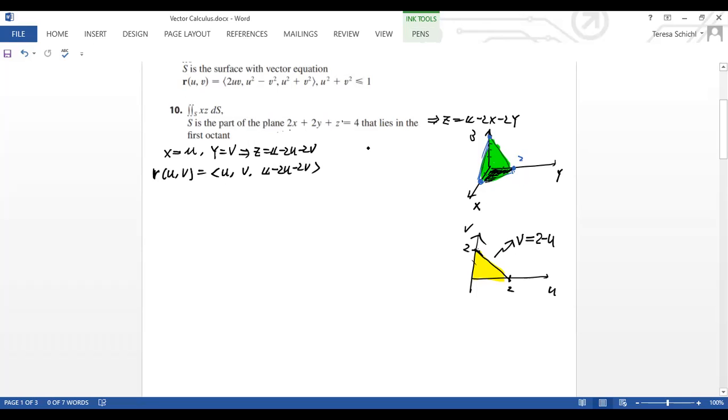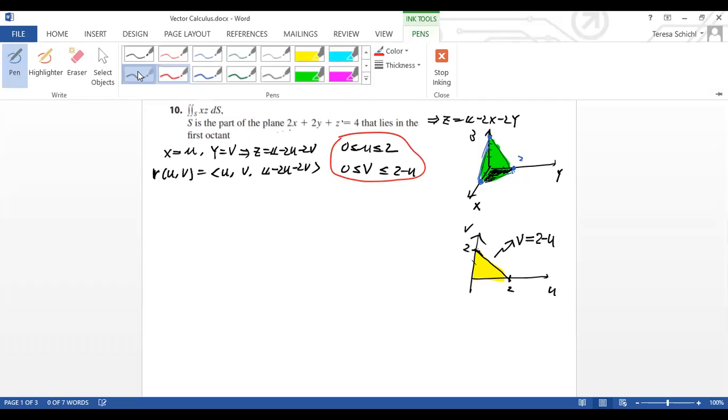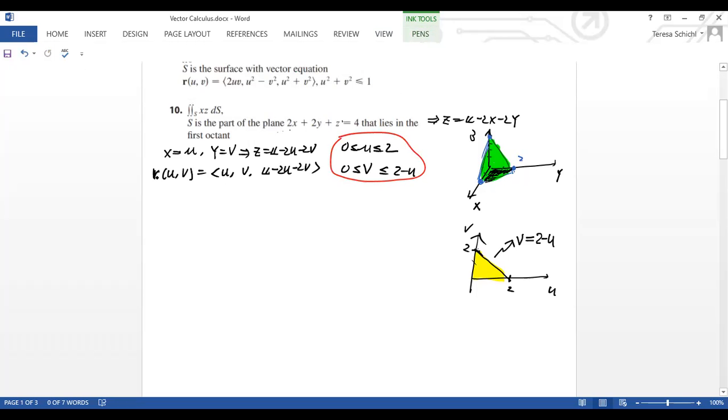The next thing is that u is from 0 to 2, and v is from 0 to 2 minus u. Like we said before, this region boundary is the most important part. So we take the integration, we know how to do that. Now we can do the same thing.